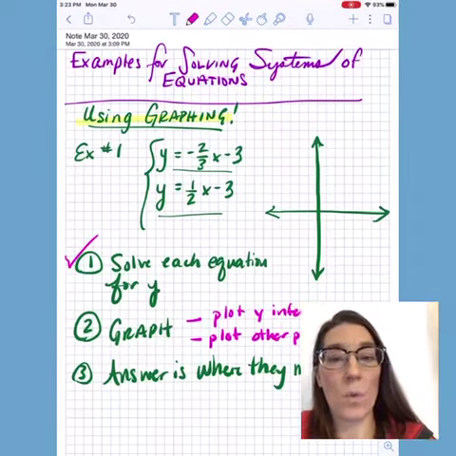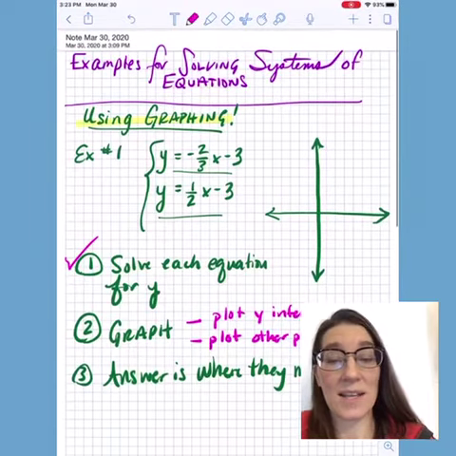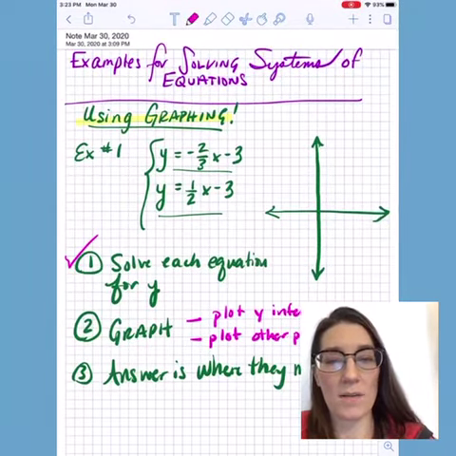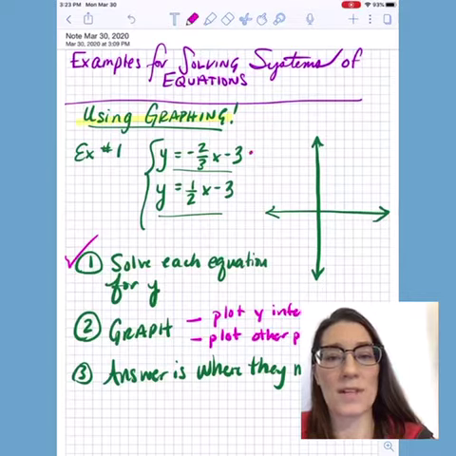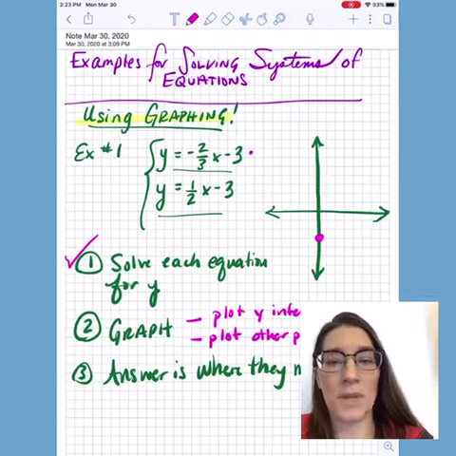And remember, the y-intercept is the b. It's the constant when it's solved for y, right? So in both of these equations, the constant is negative 3. So that goes on the y-axis. I just plotted that. And then I'm going to use my slope of negative 2/3.